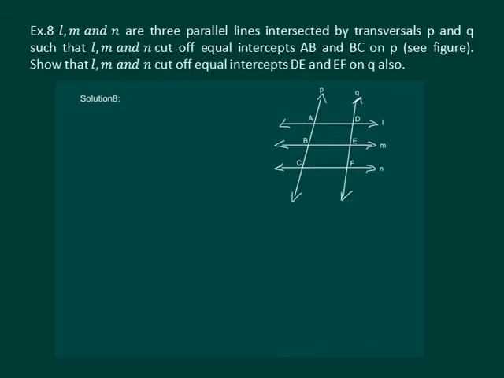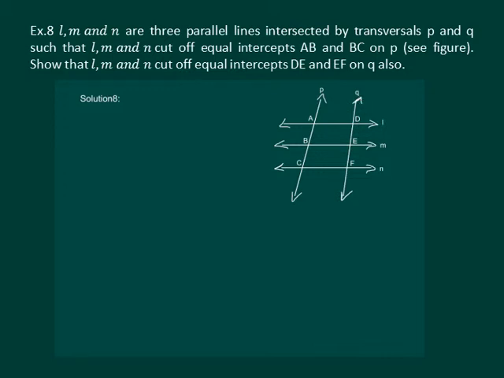Let us read the question. L, M and N are three parallel lines intersected by two transversals P and Q such that L, M and N cut off equal intercepts DE and EF on P. Check whether m1 by m2 equal to 2 by 7 satisfies the y coordinate.